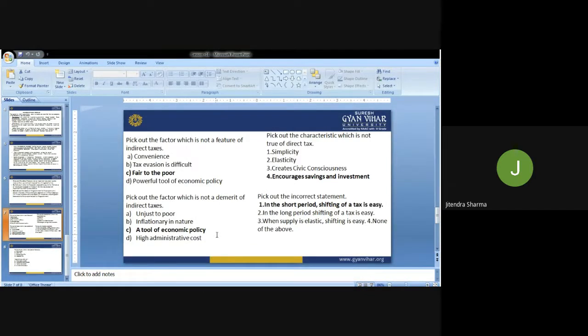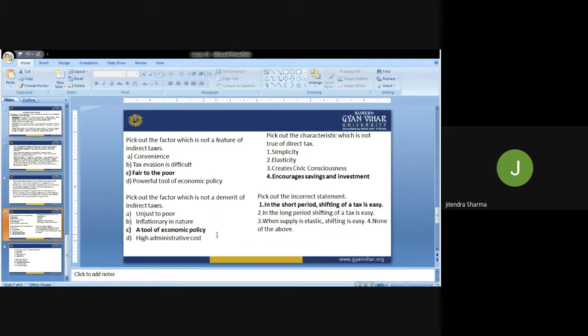Now the first question: pick out the factor which is not a feature of indirect tax. Out of the four options we have: convenience, tax evasion is difficult, fair to the poor, powerful tool of economic policy. So fair to the poor is not a feature of indirect tax, because indirectly they are collecting the tax. Directly being fair to the poor is not considered here. It is collected indirectly, so that concept of fairness to the poor is not applicable here.